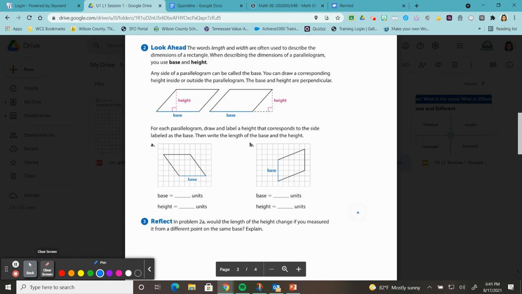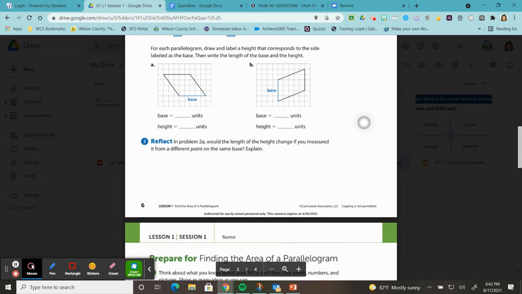So let's apply that to A and B on number 2. They have told you where the base is for A, and you have to decide how many units long this base is. So take a moment to pause the video and decide how many units long, how many squares long is the base.